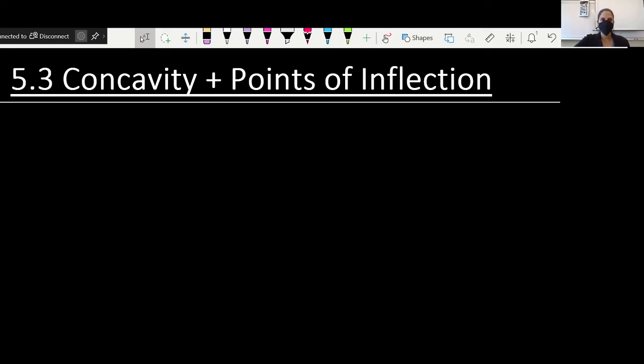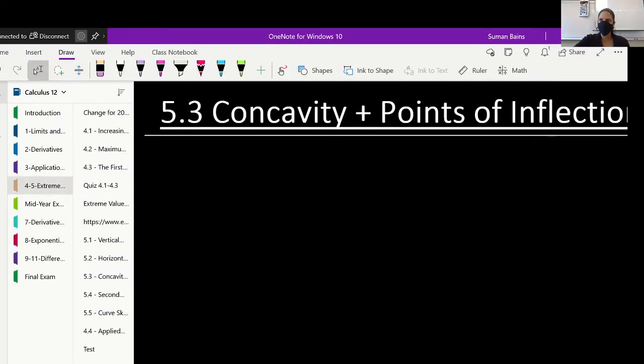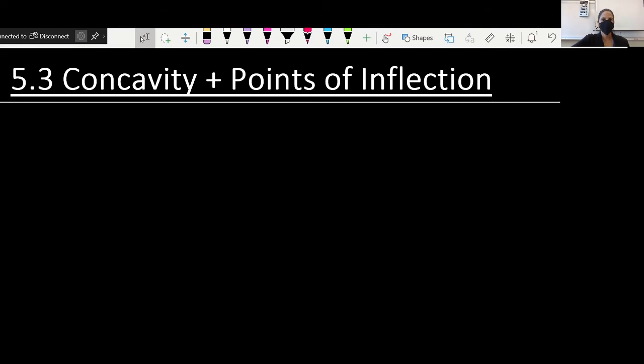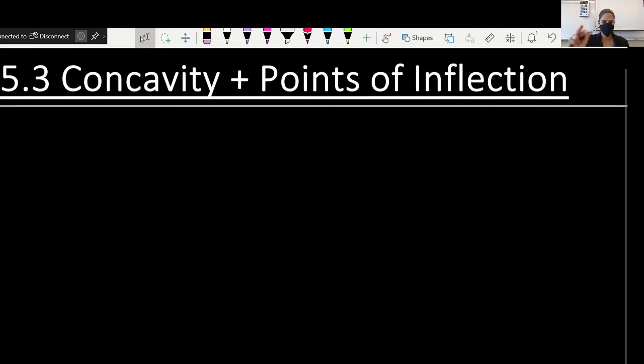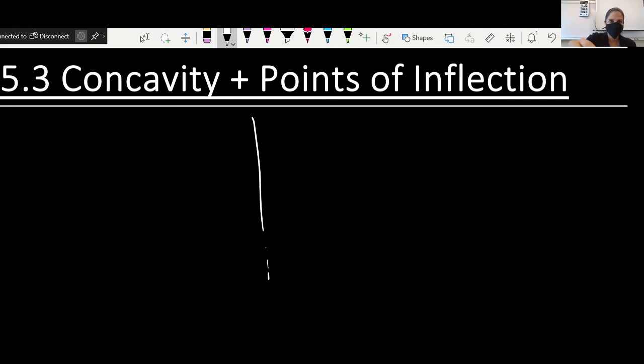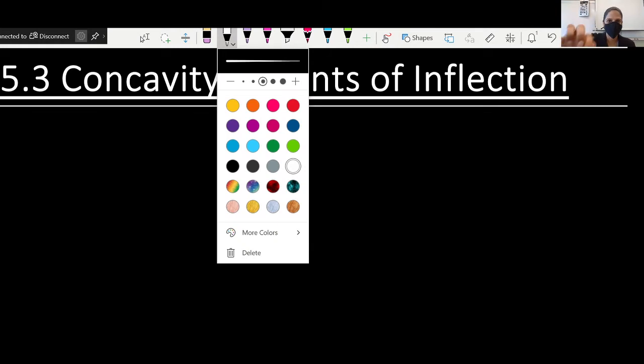We are doing 5.3, concavity and points of inflection. And you know what I say every single class? It's review. We're not really doing anything all that new.